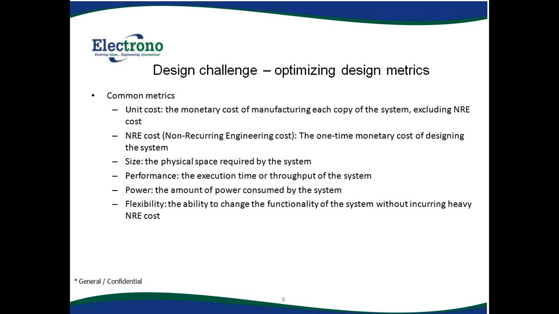So a common metric is unit cost. Cost is one of the major challenges that we should keep as low as possible, depending on the customers and the application we are building. Unit cost is the monetary cost of manufacturing each copy of the system, excluding NRE cost. NRE is non-recurring engineering cost. It is actually the one-time monetary cost of designing the system.